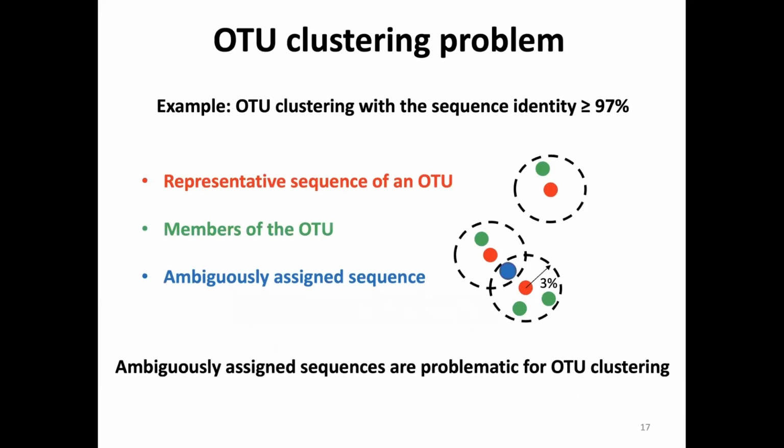But OTU clustering has a problem. For example, in the case of OTU clustering with a sequence identity threshold of 97%, you can find ambiguously assigned sequences in multiple OTUs, like the blue one. These ambiguously assigned sequences are problematic for OTU clustering results because they can belong to more than two different OTUs.